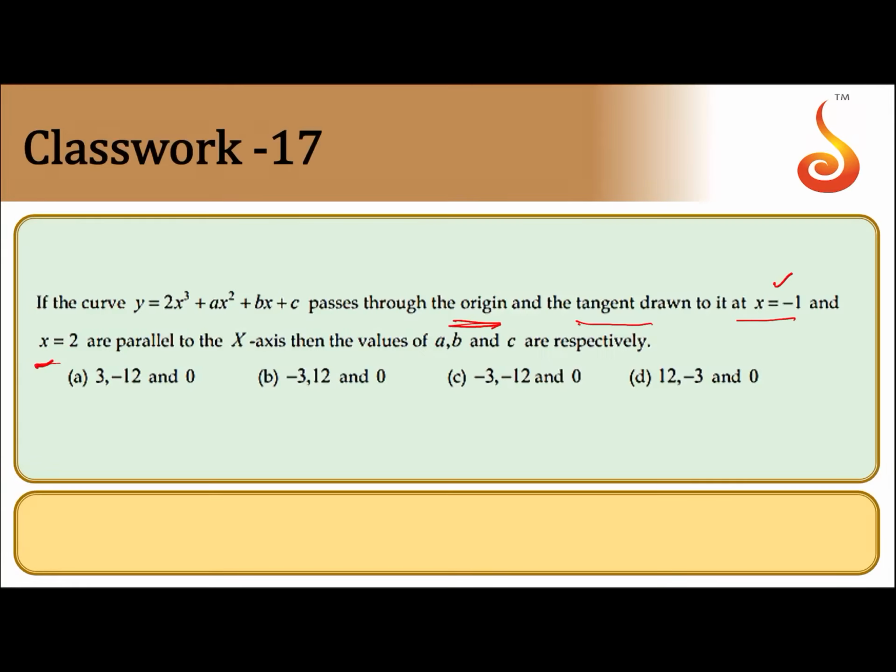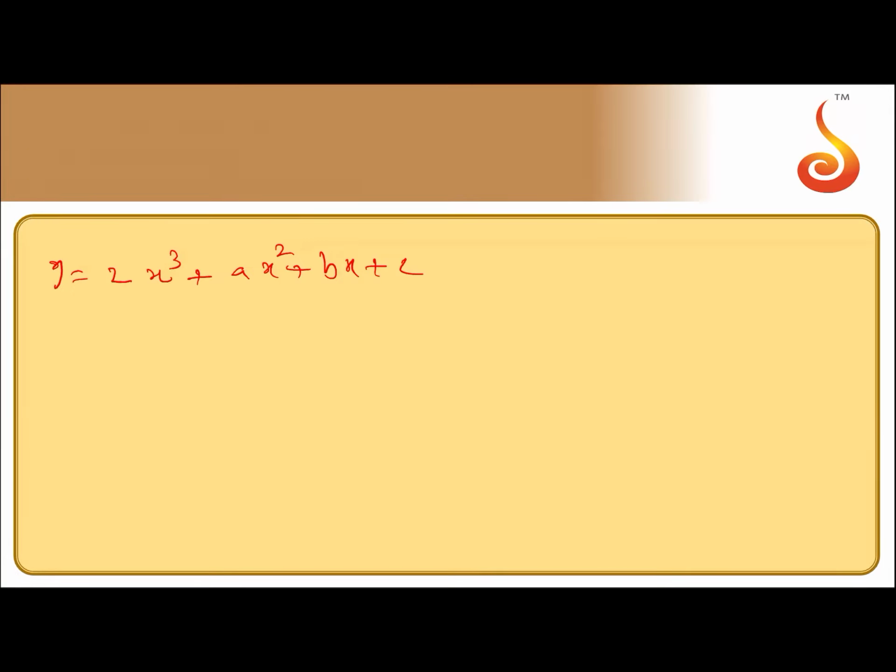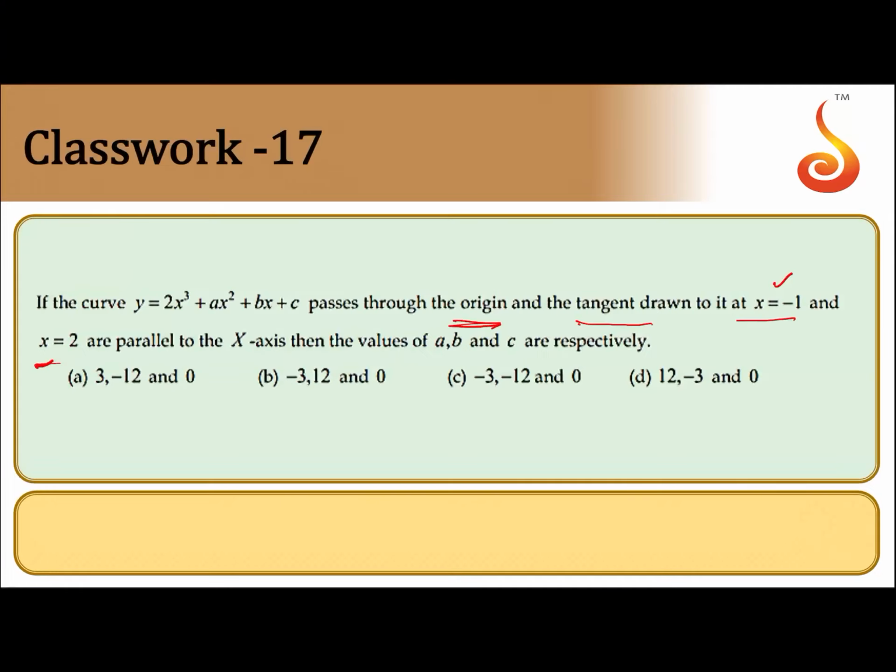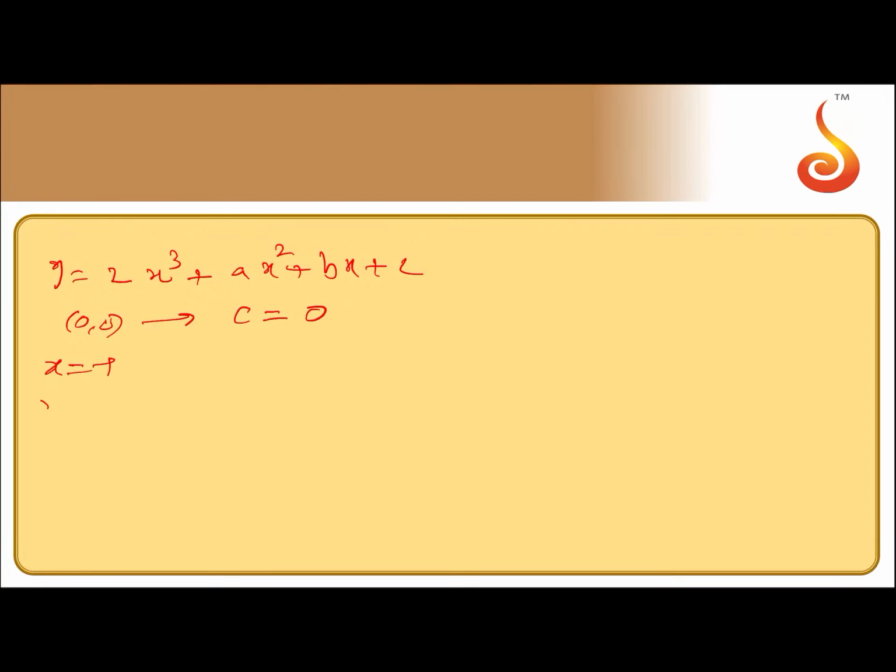So y is equals to 2 times x cube plus ax square plus bx plus c. So this is passing through the origin. So the curve is passing through the origin means c definitely is 0. And at the same time, the derivative of this one. So at x is equals to minus 1, x is equals to plus 2, tangents are drawn to the curve. That means both these values are the points on the curve, and the tangents are parallel to the x-axis, means y dash equals 0 at these points.